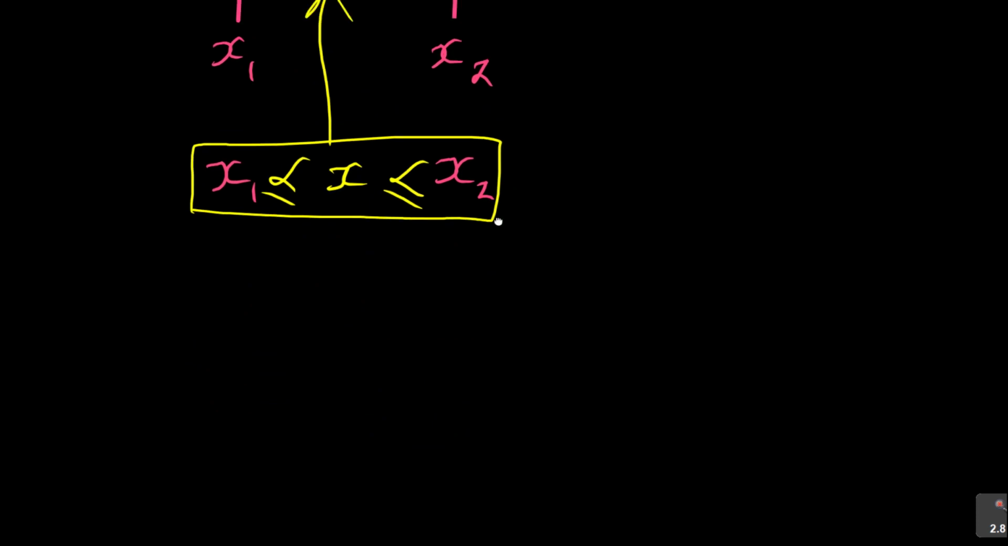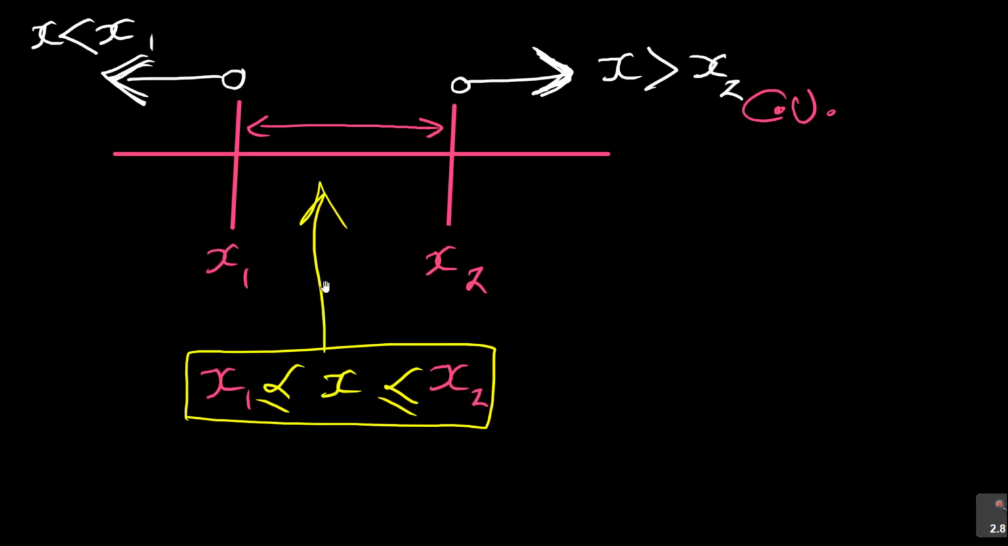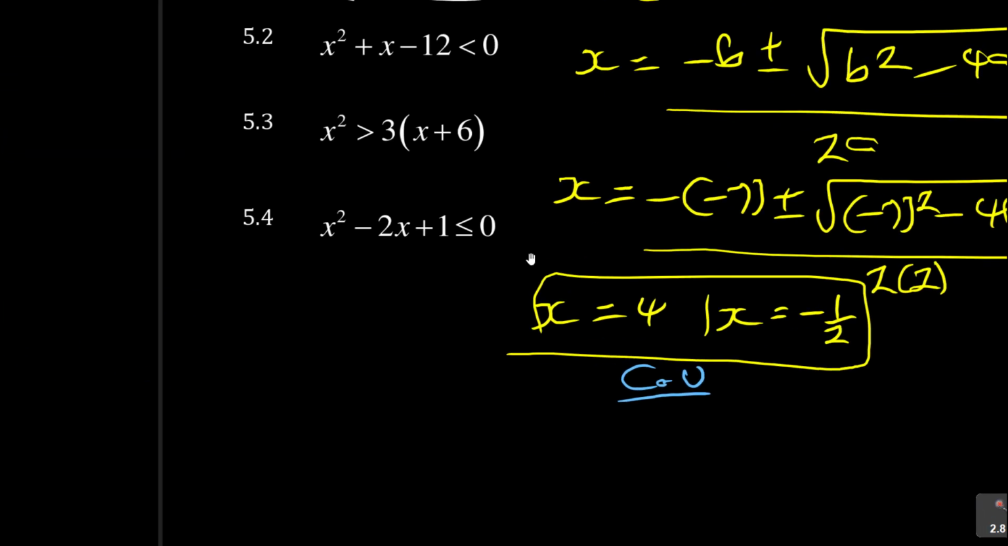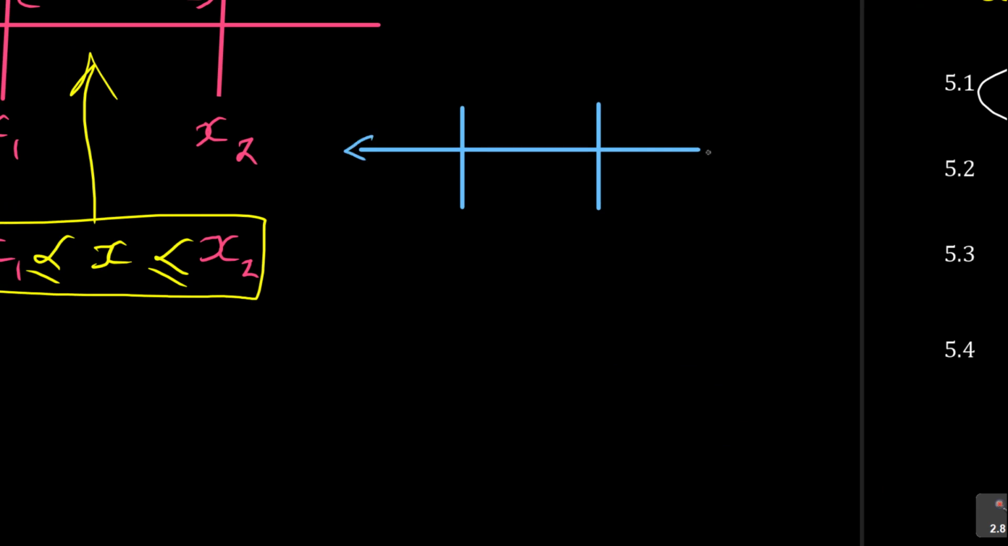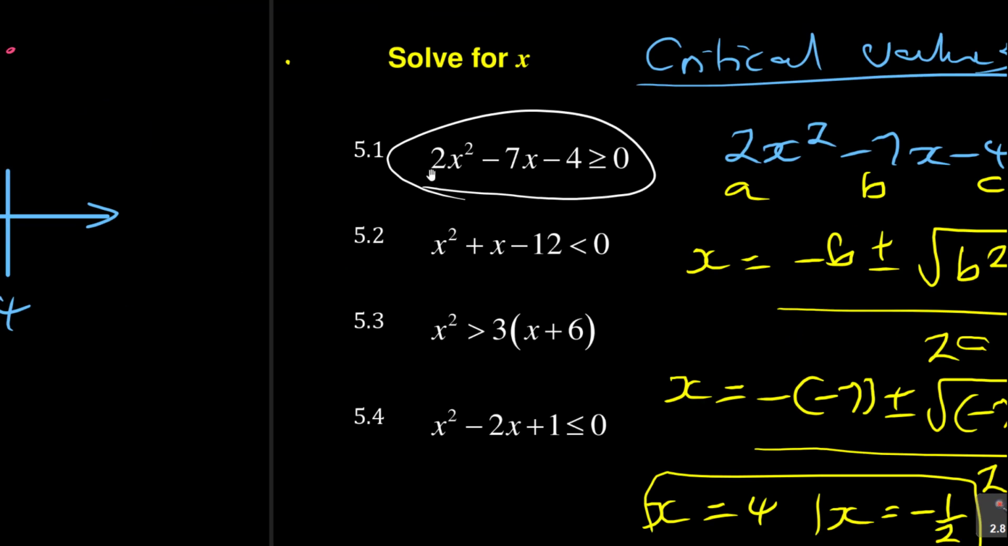I'm going to draw it just near, because I want you to observe this. My critical values were like this, and they gave me what? They gave me x equal to negative half and 4. So on the number line, remember the number line is going this direction and this direction, right? So x is equal to negative half is here and 4 is here, because 0 is in between. The negative is on the left, the positive is on the right. These are my critical values. That's why I was solving for x.